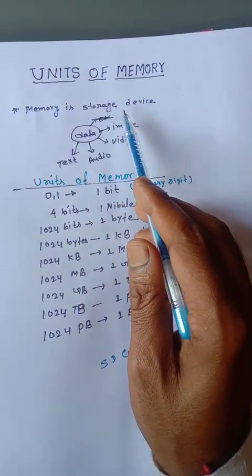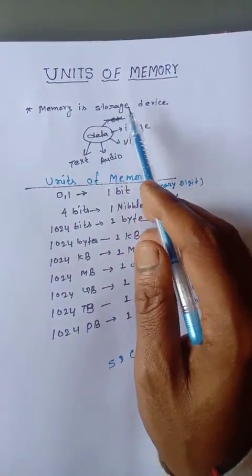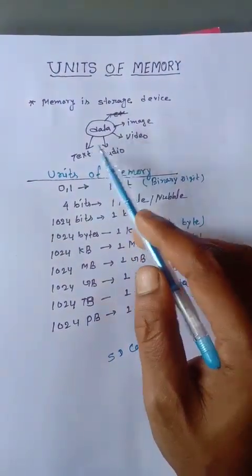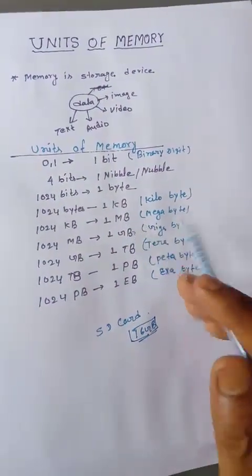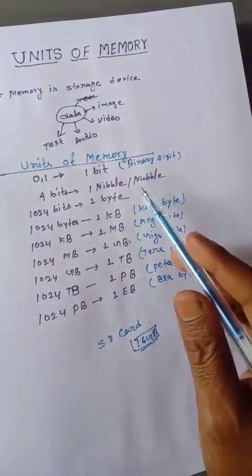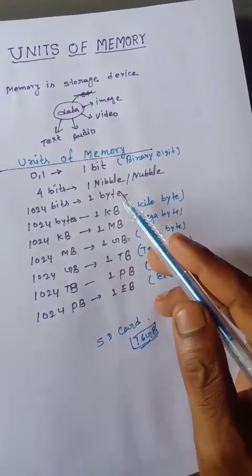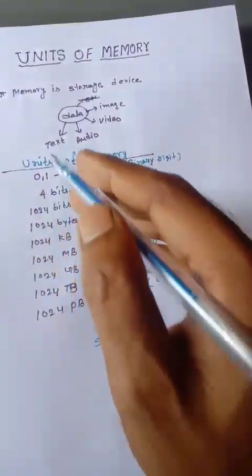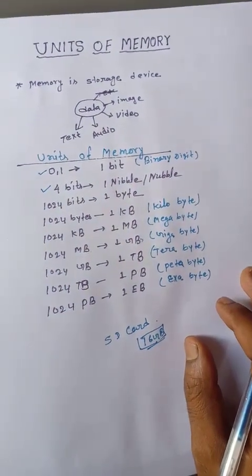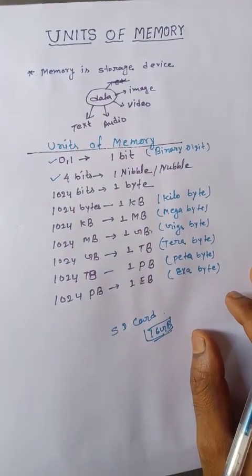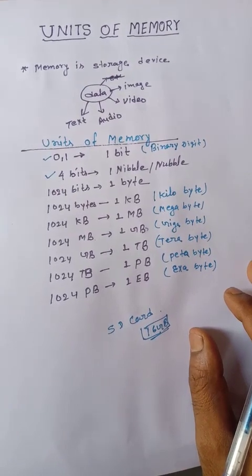Let us revise again. Memory is a storage device. Sometimes memory is called a storage device. Second, data can be text, image, audio, video. Units of memory like this: 0, 1 is called bit and 4 bits equals 1 nibble. These two are so important, so each and every person has to remember them. Next are exabyte and petabyte.